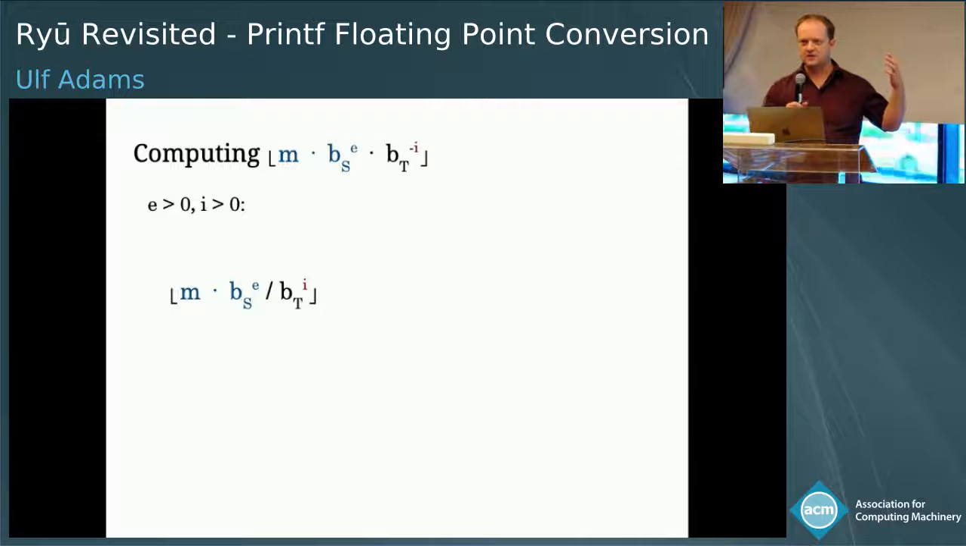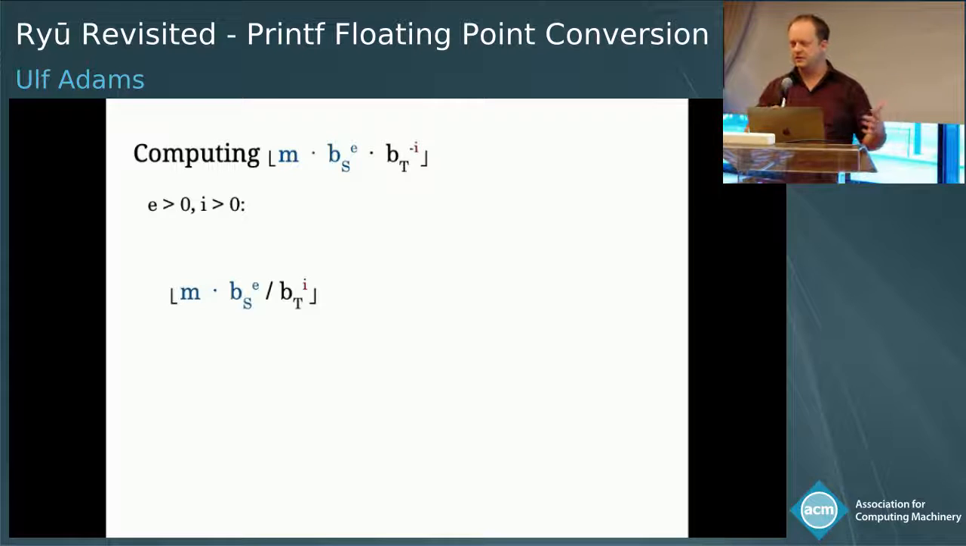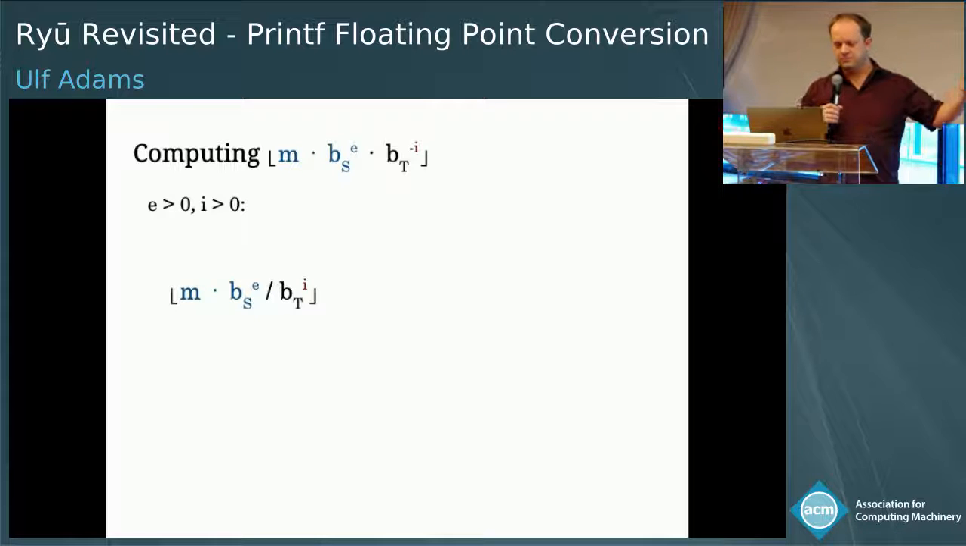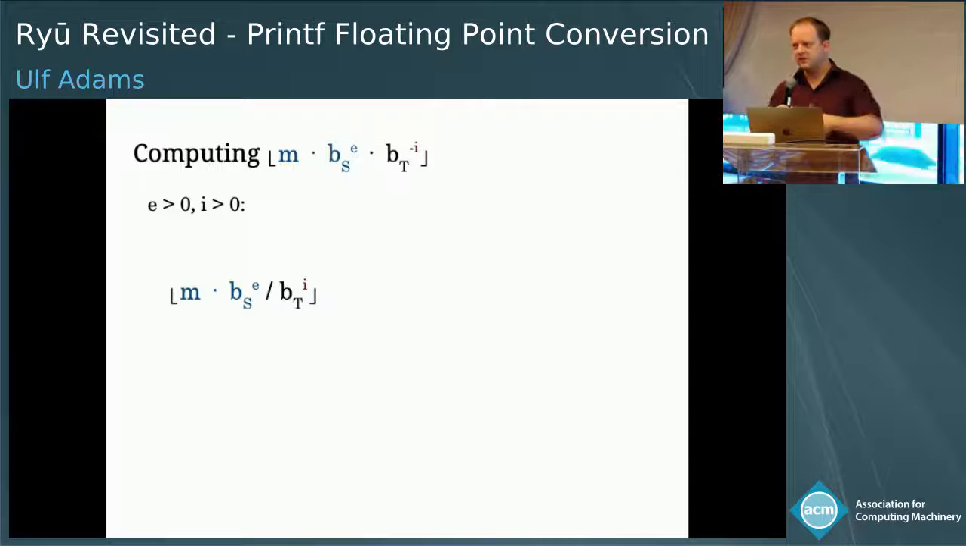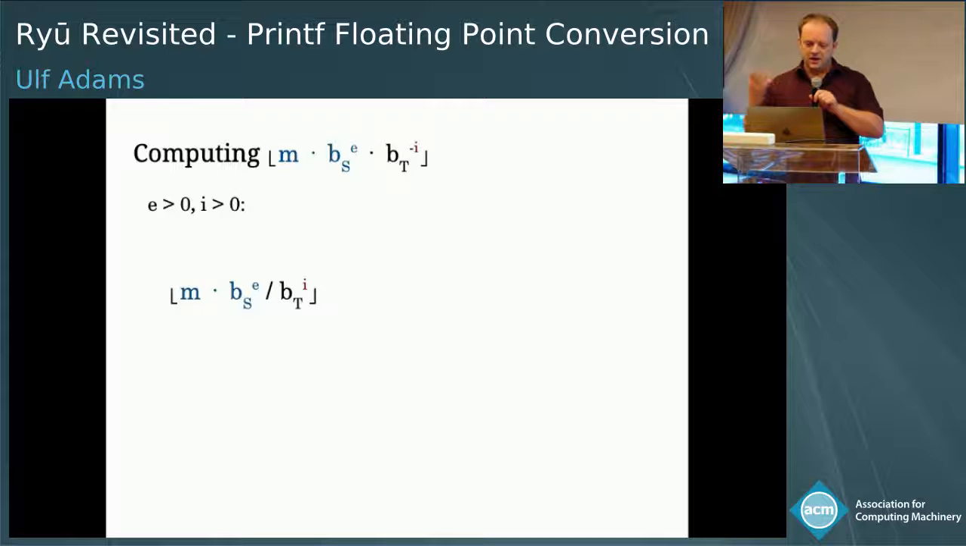Now, our mantissa, we started with IEEE format, so the size of the mantissa is fixed. So for a 32-bit number it is a 24-bit mantissa. So that's fine, but then the source base to the power of the exponent can be very large, and the target base to the power of the index can also be very large. How do we handle this?